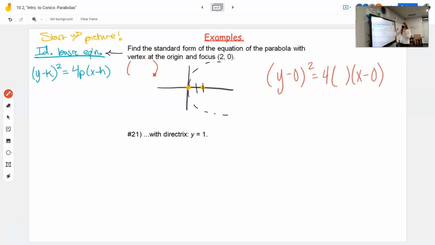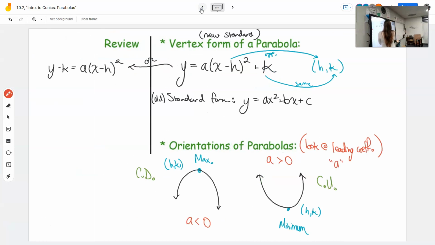Wait, what's the vertex? 0. Yeah, 0, 0. So H, K is 0, 0. So I just throw in H is 0, K is 0 because the vertex is at the origin. How do I use the focus to my benefit? What am I still missing? I'm missing the P. It has some relationship to the A, but if I can just get the P, I basically have it done. What is P defined to be again in either of the pictures that we have?